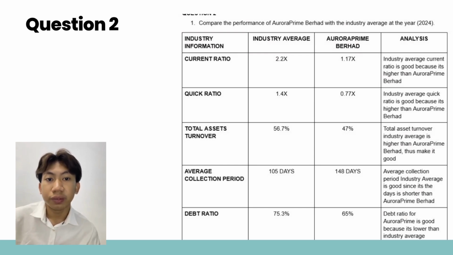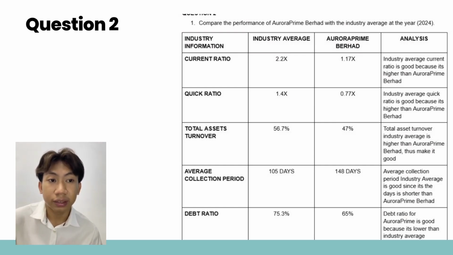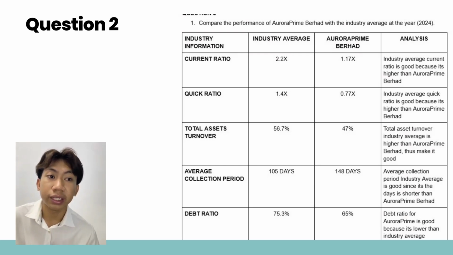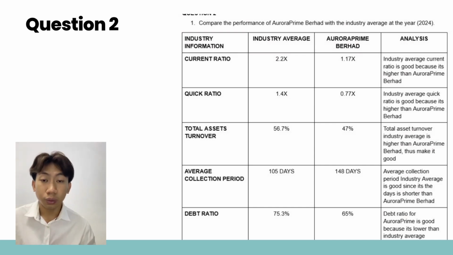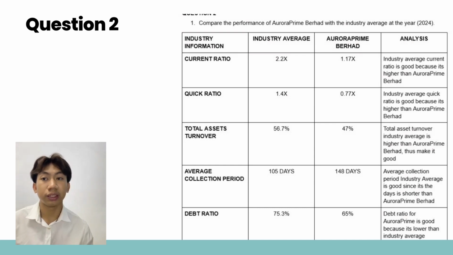For the average collection period, the industry average is 105 days, while Aurora Prime Berhad has 148 days. So the analysis: the industry average collection period is good since the days are shorter than Aurora Prime Berhad. When the days are shorter, it is good. The longer the days, it's not good.